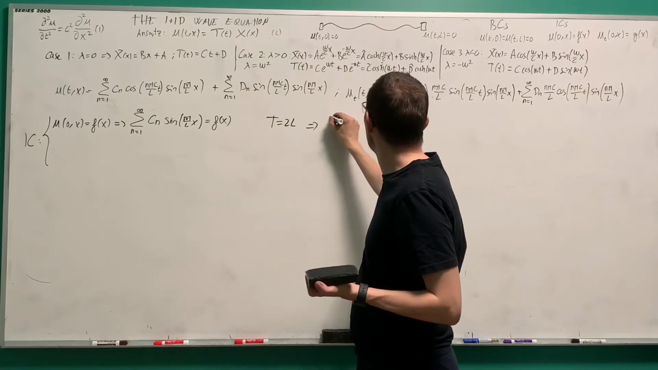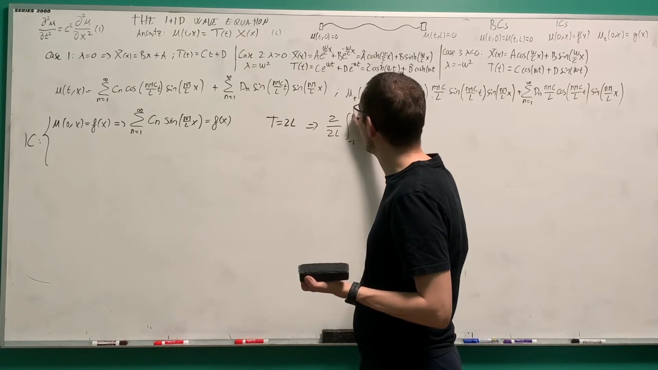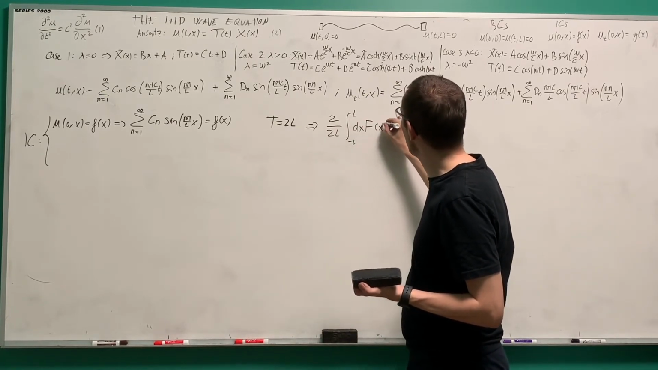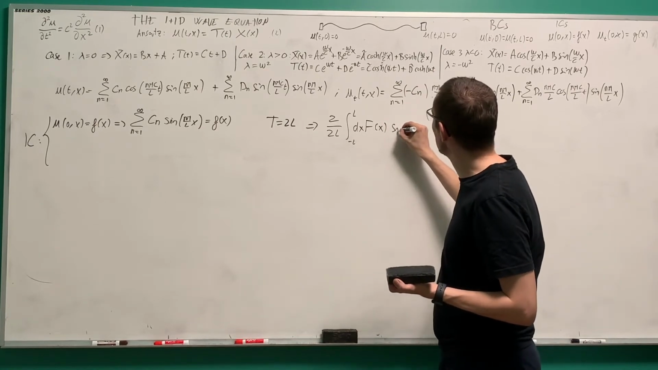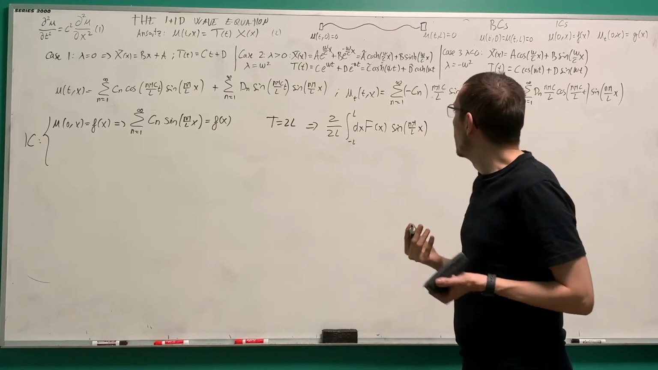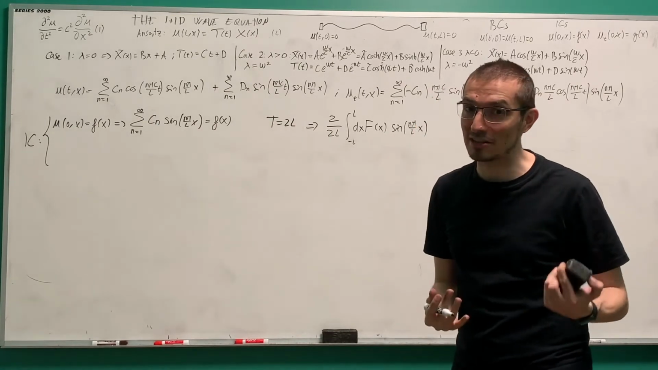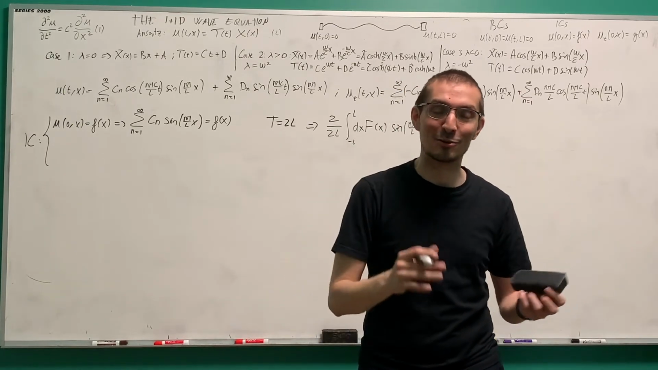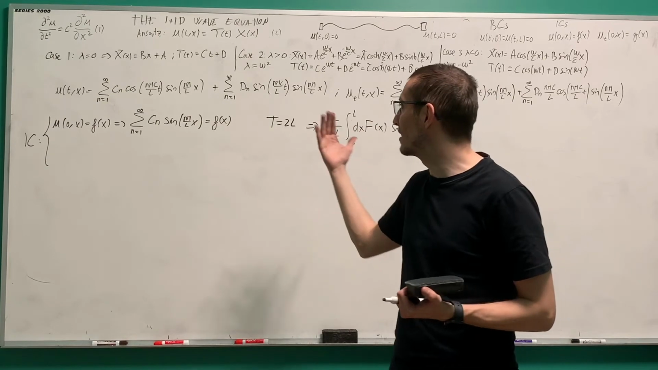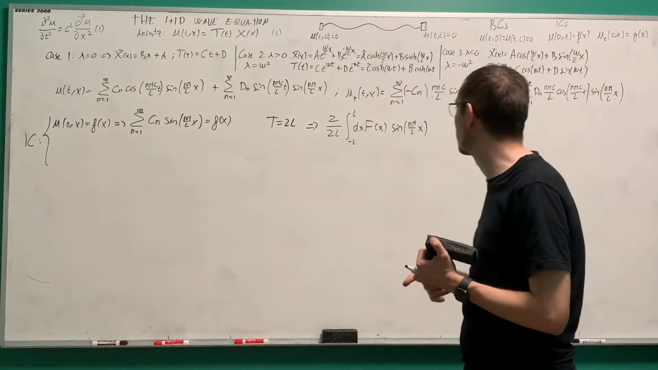2 over the period, 2L, integral from minus L to L. Let's call capital F the odd extension of f of x, times the sine of n pi x over L. Wonderful. That's the procedure to find the Fourier sine series. Remember, if you don't remember, please go back to how to obtain the half-range expansions, in particular the one that is the sine series, which is associated with the odd extension of the function f.